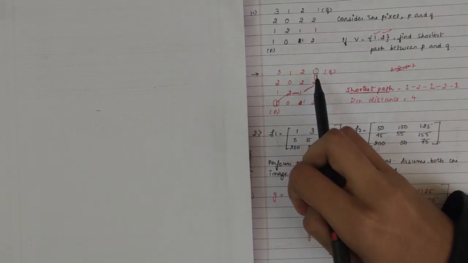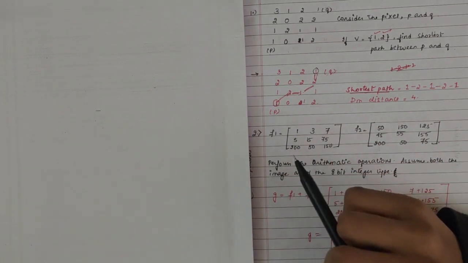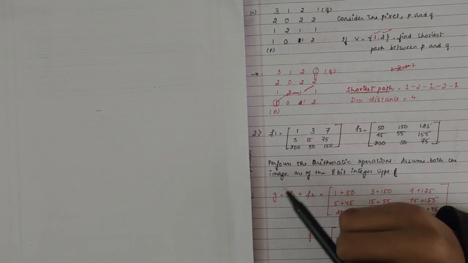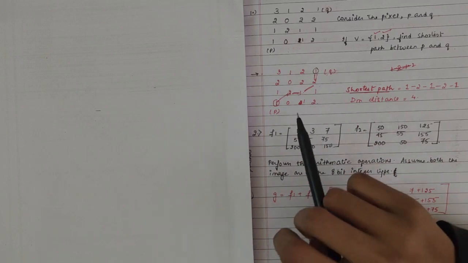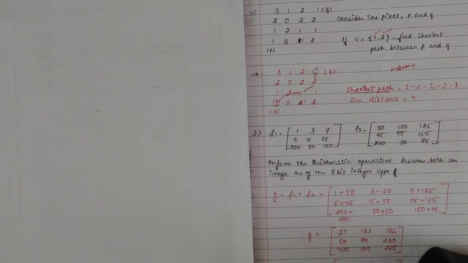You can have multiple paths also, but at the same time you might encounter a question where you don't get any path. So for this, the path is 1 to 2, 2 to 1, 1 to 2, 2 to 1. So what is the shortest distance? 1, 2, 3 and 4.